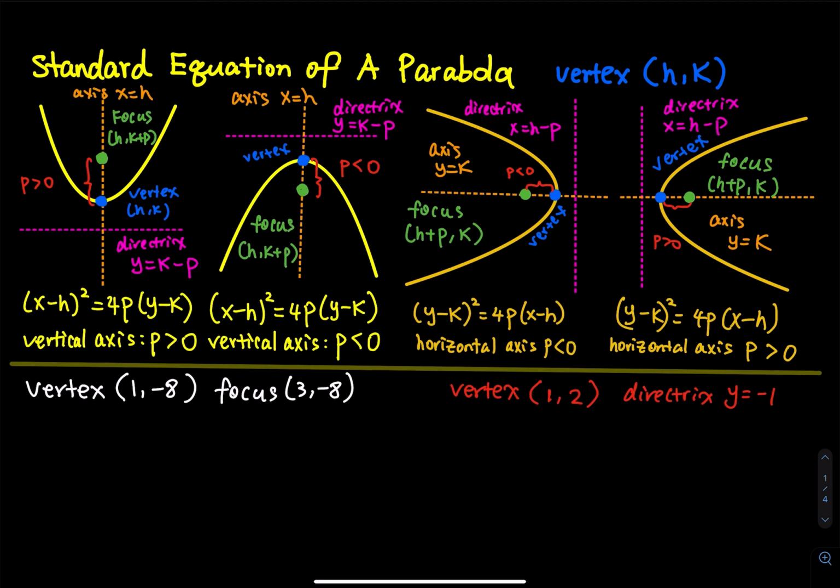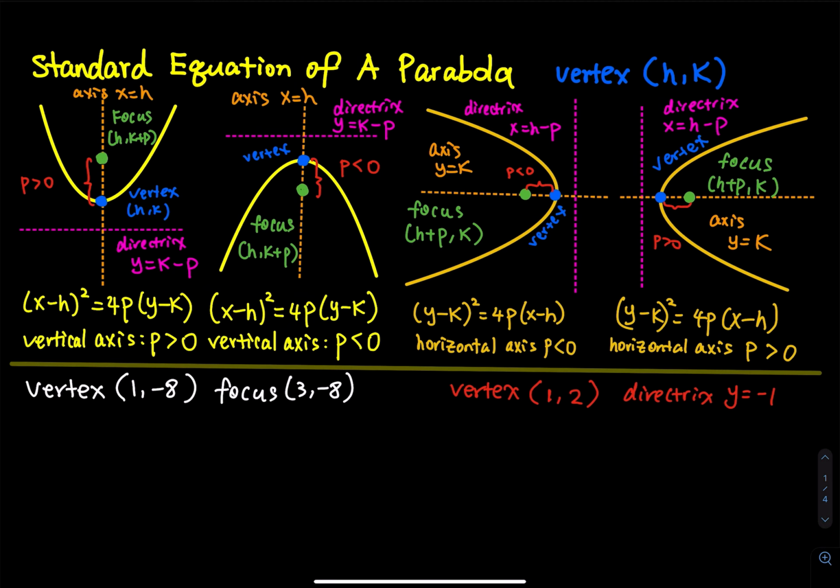You know what? For that parabola, I think I accidentally wrote a mistake. So the other one should be h minus p, and then for both, they are both h minus p. Actually, that is not a mistake, so just forget what I just said. And then the focus, they are both h plus p comma k. So h plus p comma k.